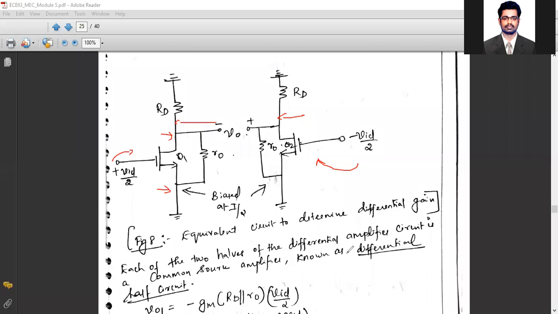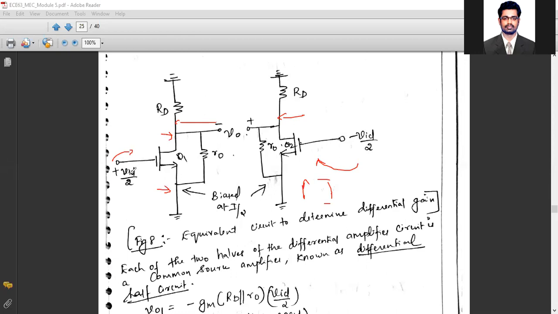Both the halves are identical in nature. They are symmetric and matched devices. The only difference is that the input to the gate of Q1 is positive and the input to the gate of Q2 is negative. Both are biased at I by 2, where capital I is the overall current, and I by 2 will be the individual current passing through Q1 and Q2. The only difference is that the current flow is opposite in direction, because of the polarity of your input.